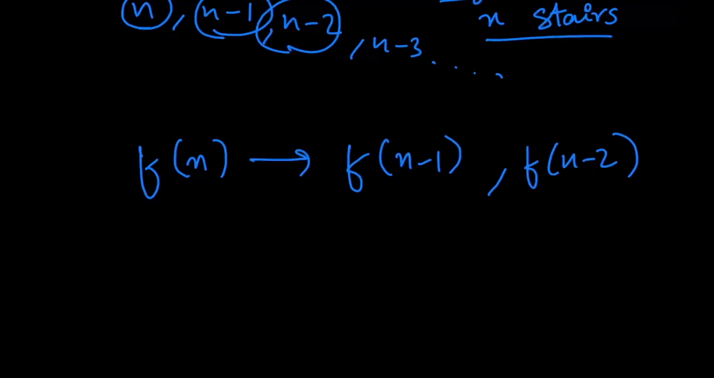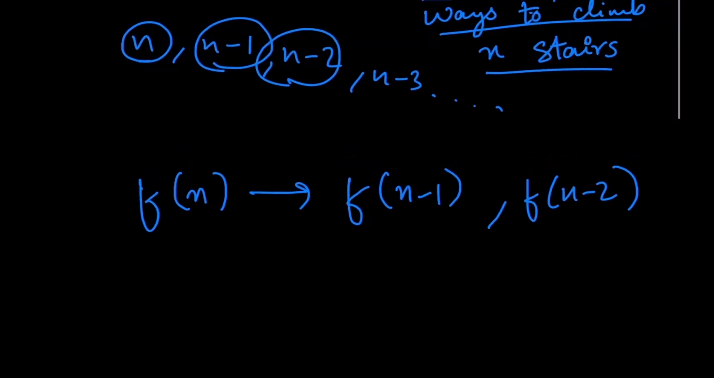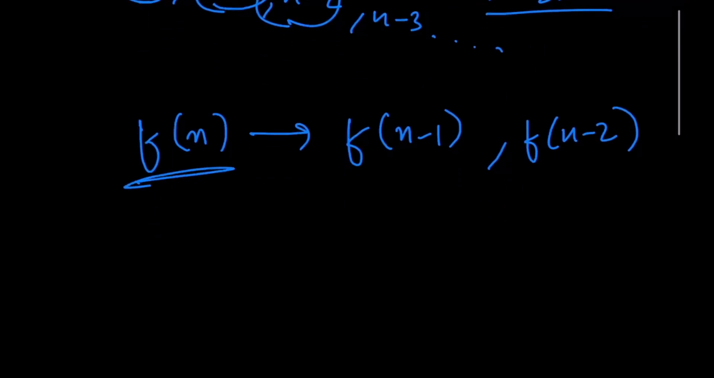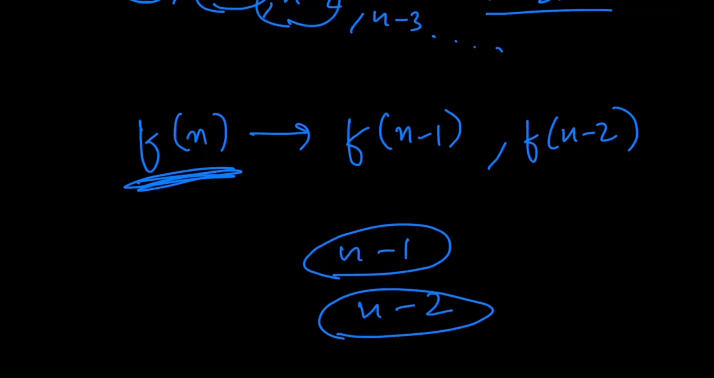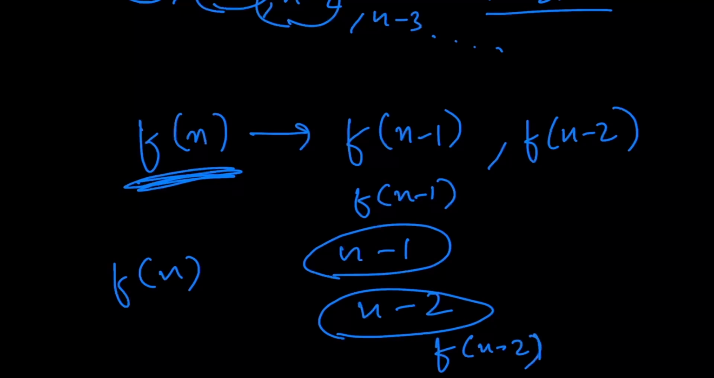Now, how did I come to that conclusion? Well, the total number of different possible ways to climb n stairs can be related to the total number of different ways to climb n minus 1 stairs and n minus 2 stairs. And that is because, let's say I calculate the value of f of n minus 1 and f of n minus 2, right? Now, what does f of n minus 1 denote? The different combinations of climbing up to n minus 1 stairs.